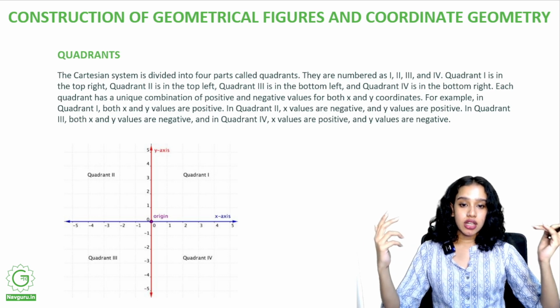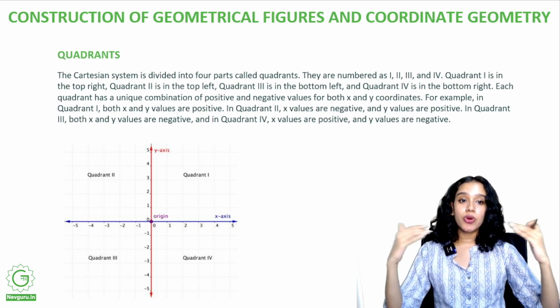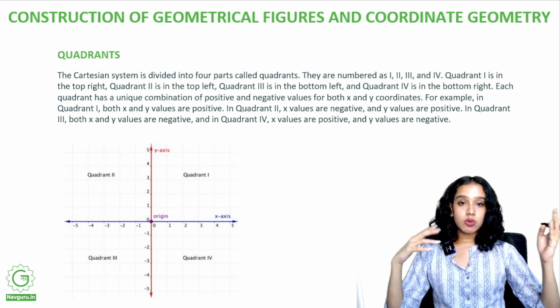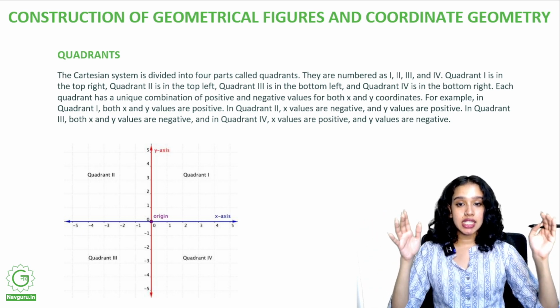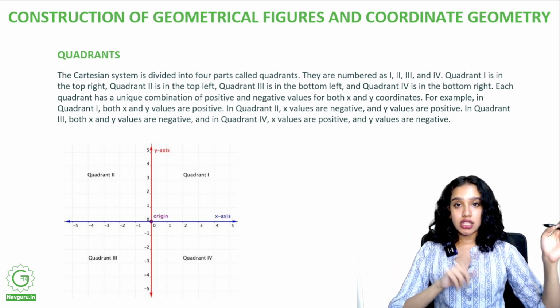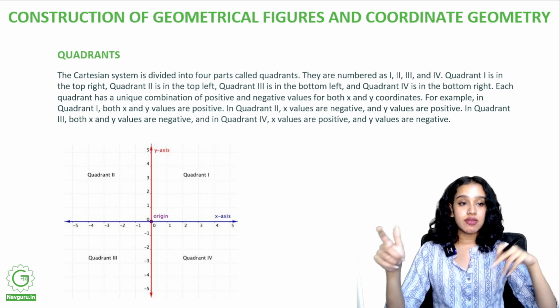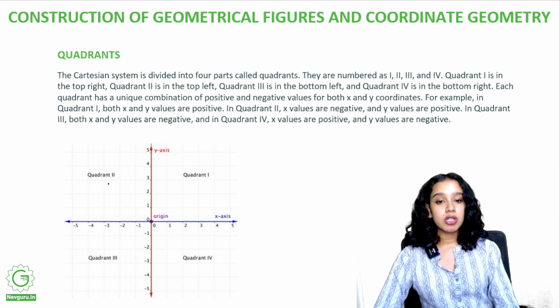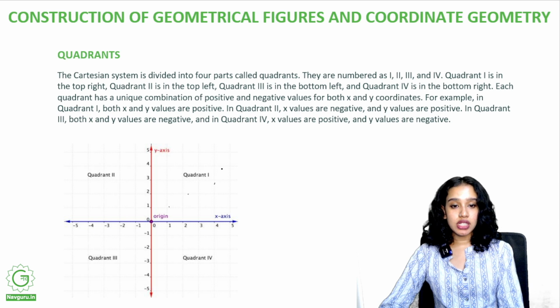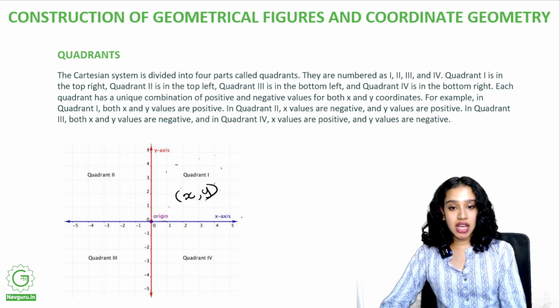Now we have quadrants. The Cartesian system is divided into 4 parts called quadrants. They are numbered 1, 2, 3 and 4. Quadrant 1 is in the top right, quadrant 2 is in the top left, quadrant 3 is in the bottom left, quadrant 4 is in the bottom right. Each quadrant has a unique combination of positive and negative values for both x and y coordinates. So, for any point in the first quadrant, x is positive and y is positive. This is the right side and the upper side combined, so both x and y values are positive.